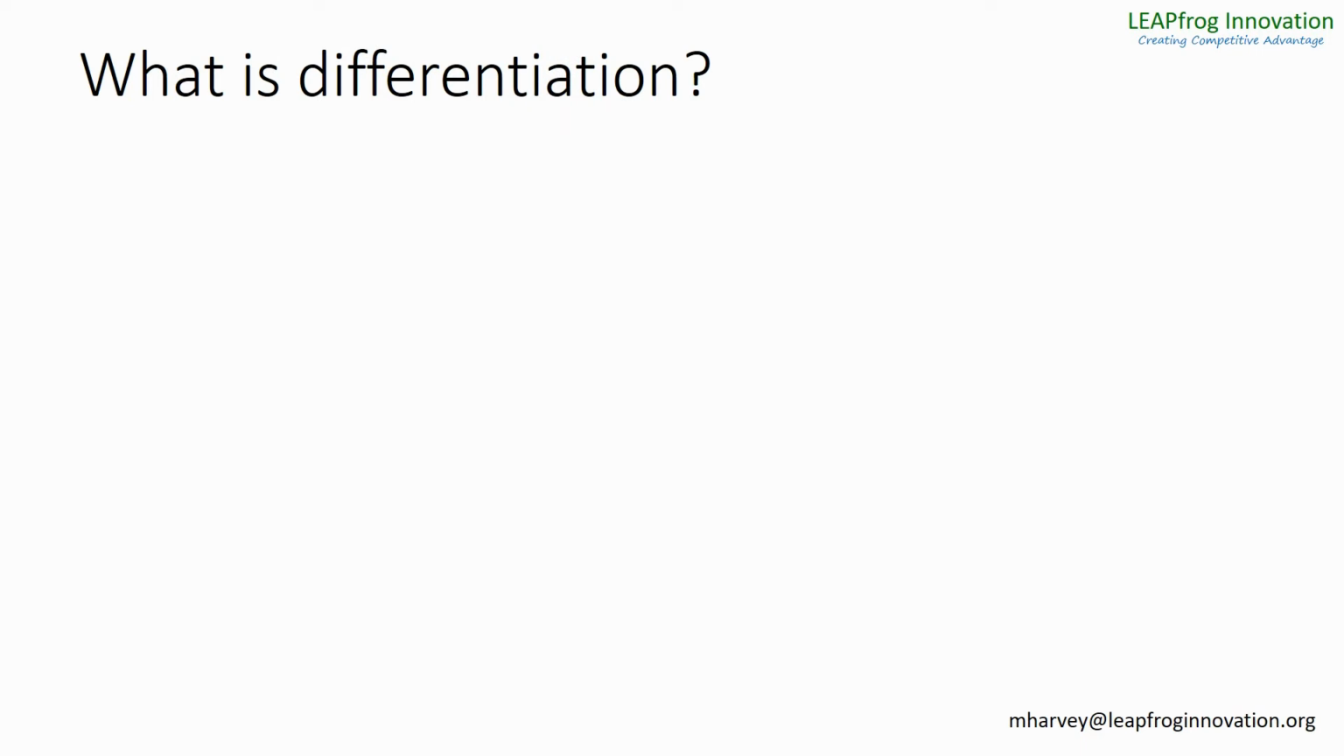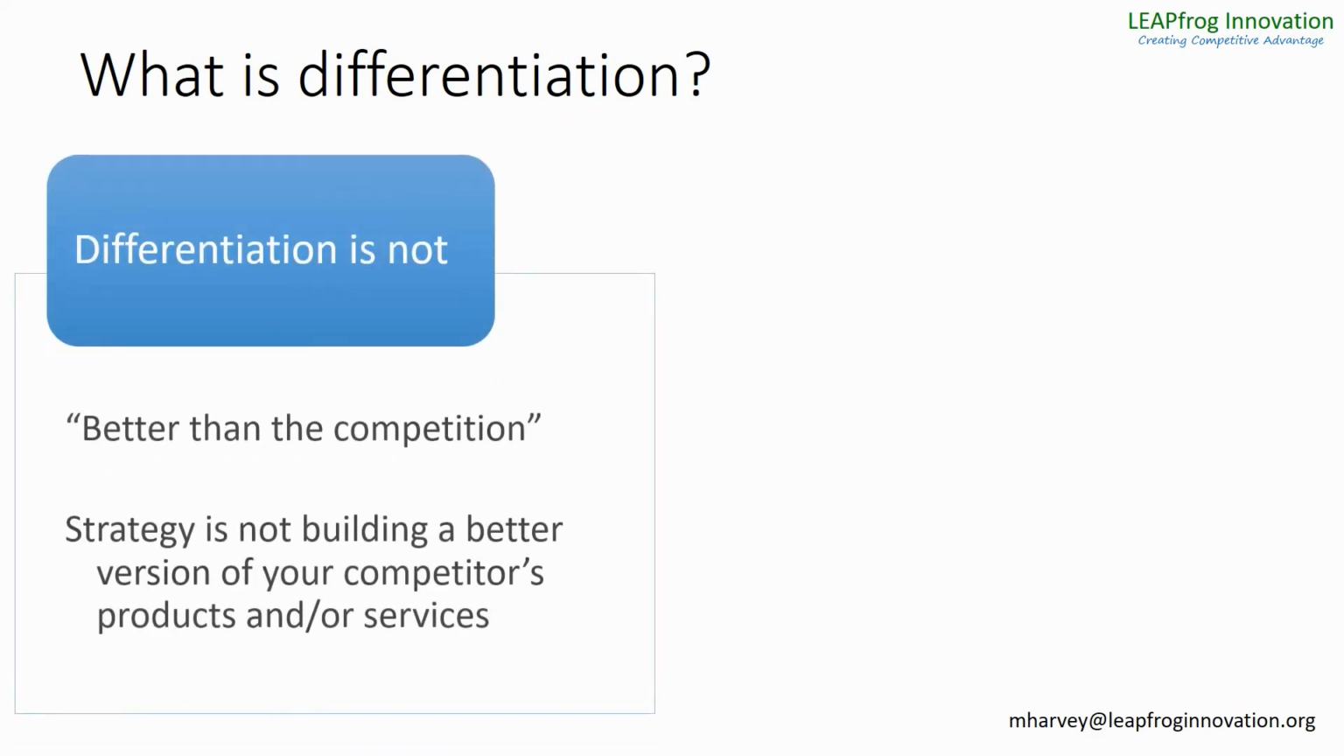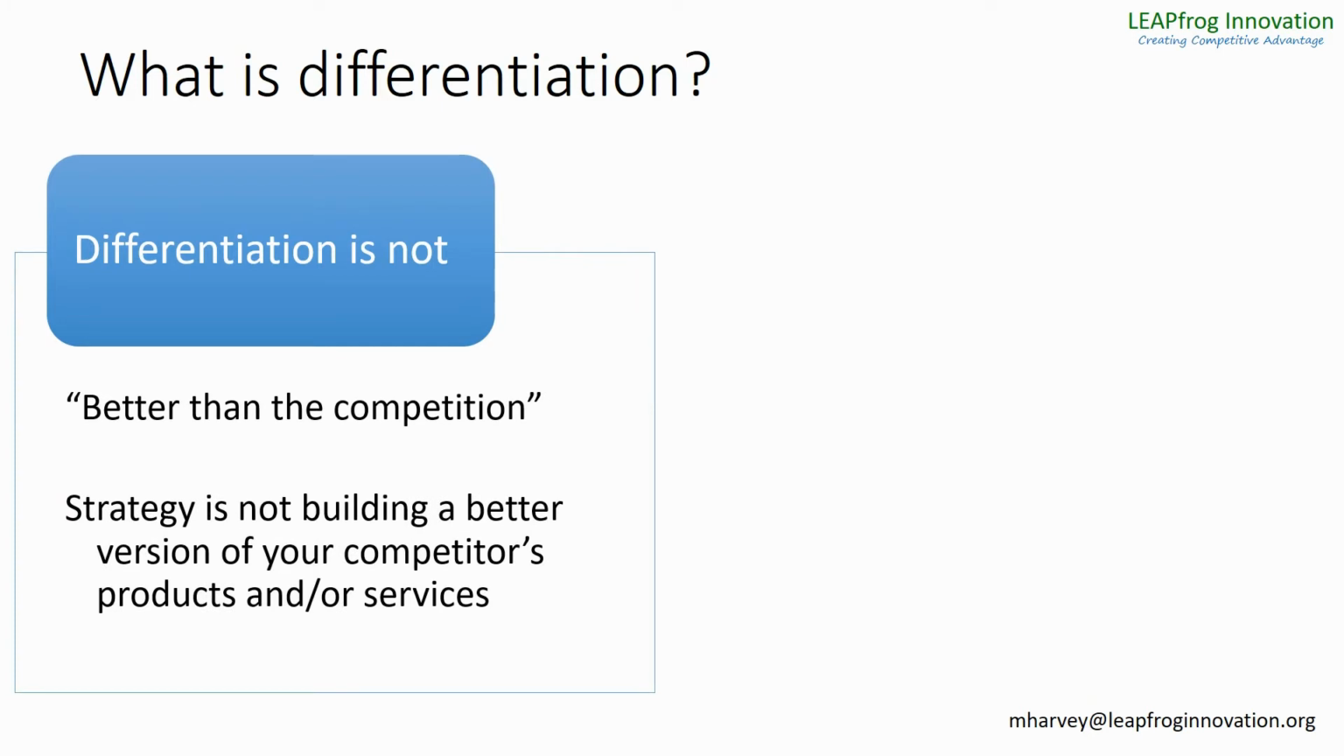Let's review. What is differentiation? Differentiation is not simply being better than the competition. Strategy is not building a better version of your competitor's products or services. Strategy involves uncovering what your target customers will take action to obtain and delivering that in a superior manner. Your ultimate goal is to understand from the customer's perspective what are the reasons they will stop what they're doing today and switch to you.